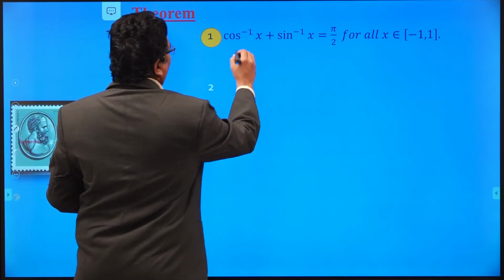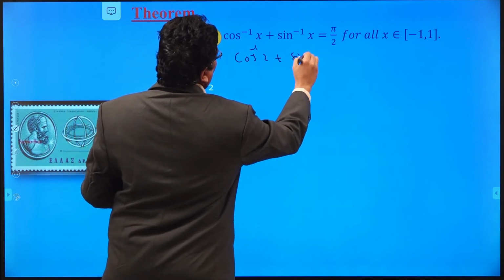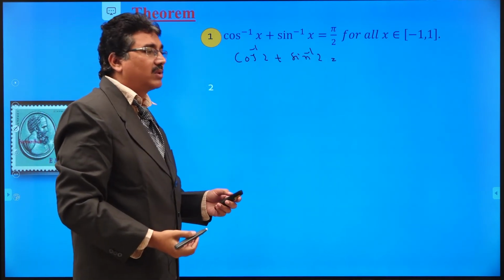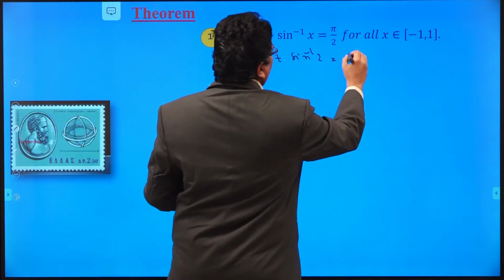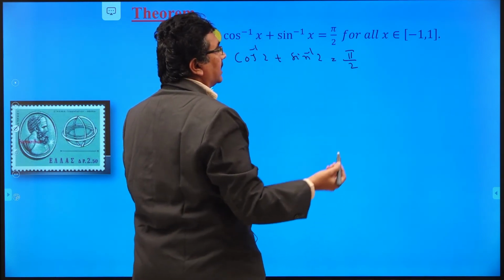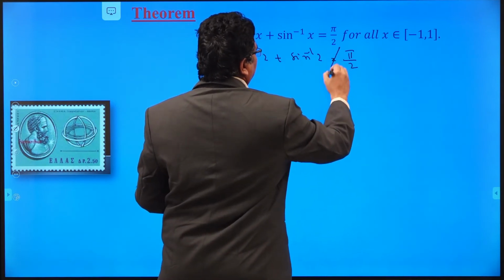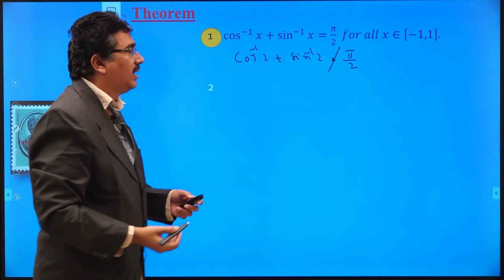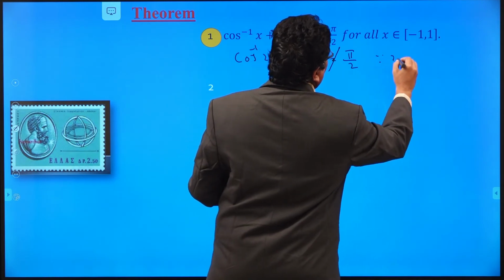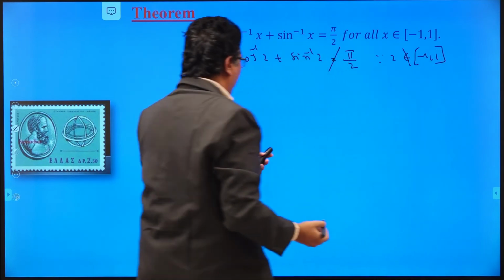What is the value of cos inverse 2 plus sin inverse 2? Is it pi by 2 or not? Generally, students are told that it is equal to pi by 2. But this is not equal to pi by 2. This is not defined, since 2 does not belong to the closed interval minus 1 comma 1.